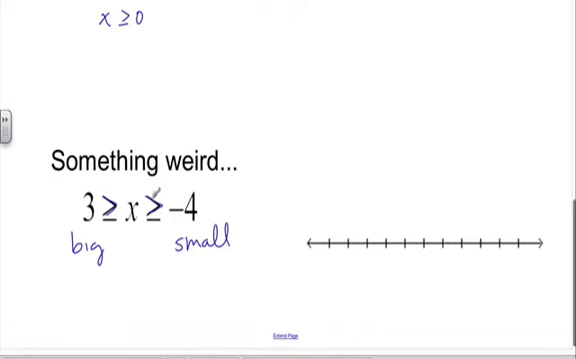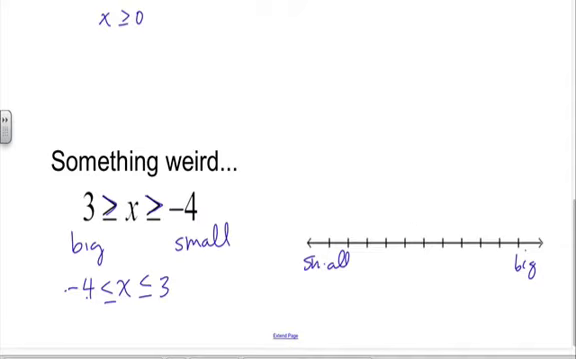You know, just how we usually read left to right, and on the number line, small numbers are over here and bigger numbers are to the right. It's usually how we want to write our inequalities. It makes it easier. So for this one, I would rewrite this by saying -4 is less than or equal to x, which is less than or equal to 3.